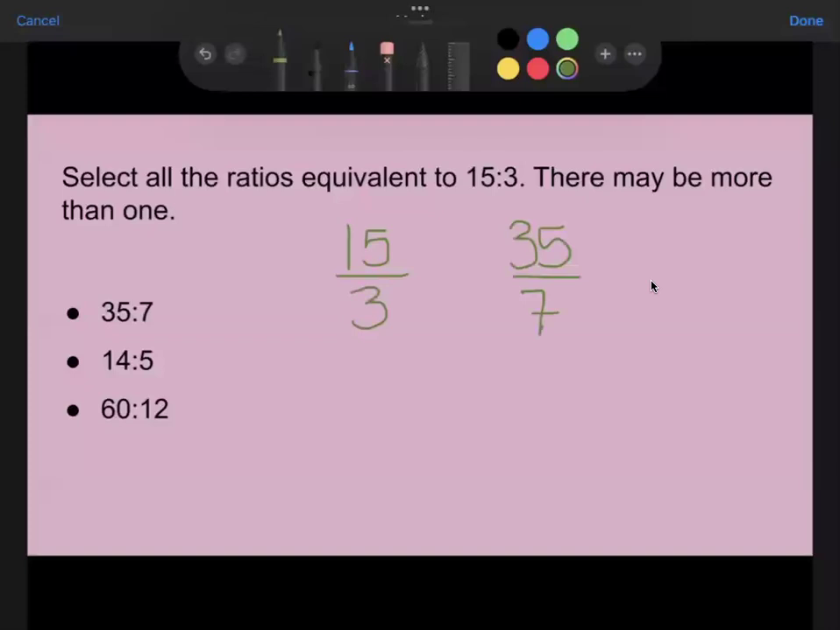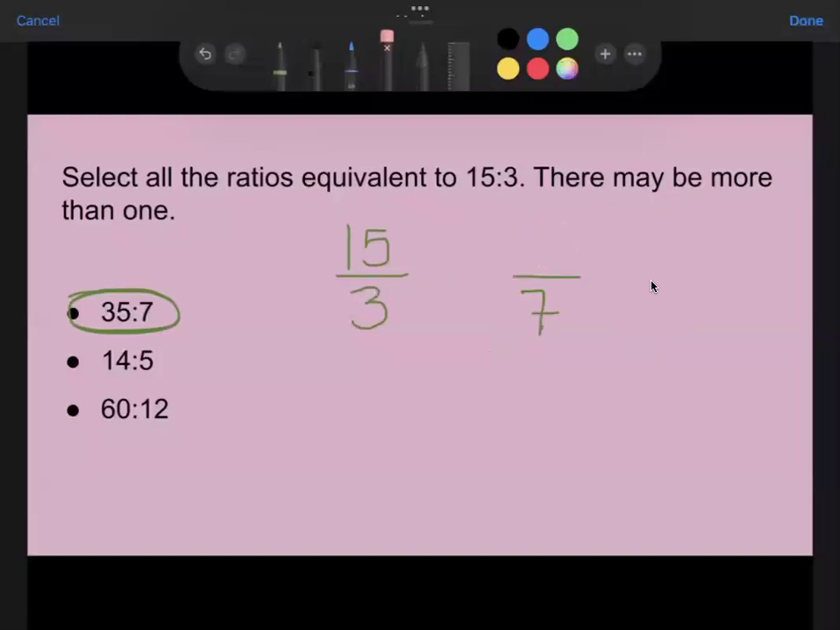I can't really multiply 3 times anything and get 7, at least not a whole number. So that one's going to be a little difficult to do that way. So instead, I think I'm going to use cross multiplication. So off to the side, I'm going to do 15 times 7, and that's going to give me 105. And then I'm going to do 3 times 35, which also gives me 105. So that means this ratio is equivalent to 15 to 3. So even though I wasn't able to multiply 3 times something and get 7, doesn't mean it wasn't equivalent.